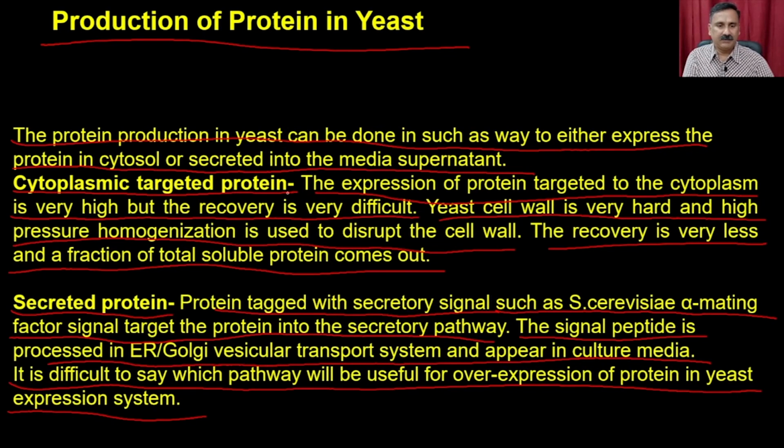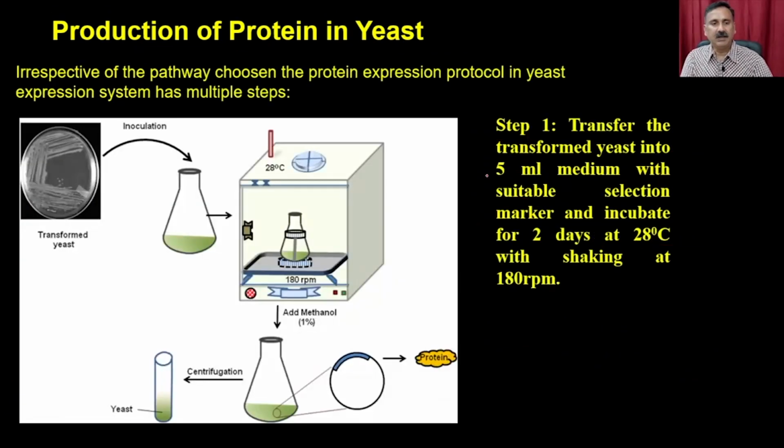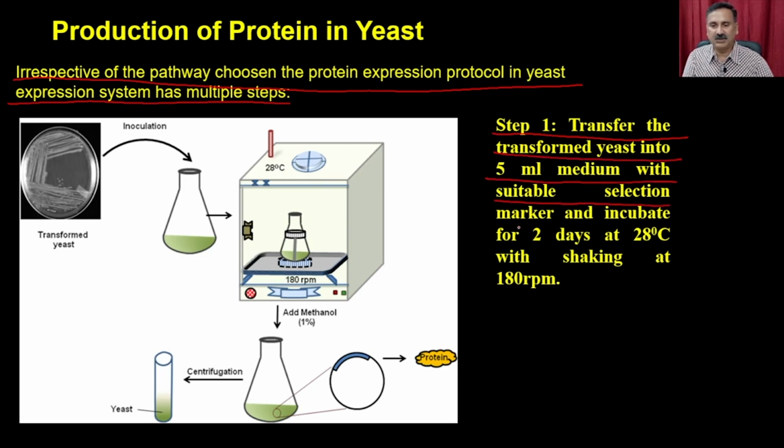Irrespective of the pathway you are going to use, you can follow a couple of steps to overexpress the protein in the yeast. So irrespective of the pathway you choose, you can express the protein in a multiple step method. For example, in step one, you are going to transfer the transformed yeast into a 5 ml media with a suitable selection marker and incubate for 2 days at 28 degrees Celsius with shaking.